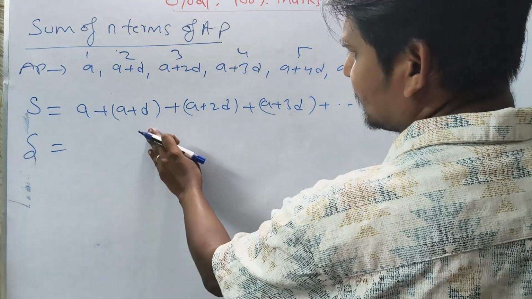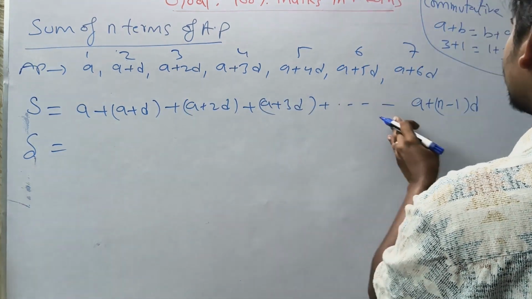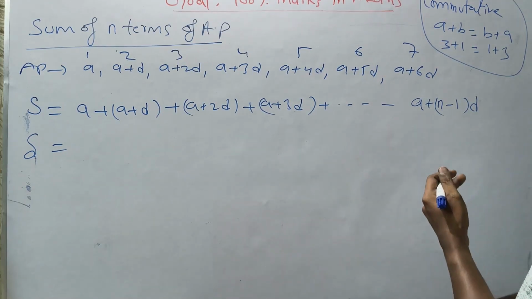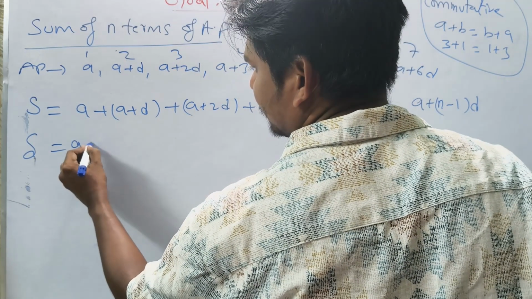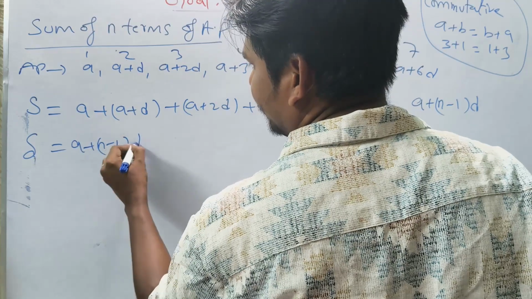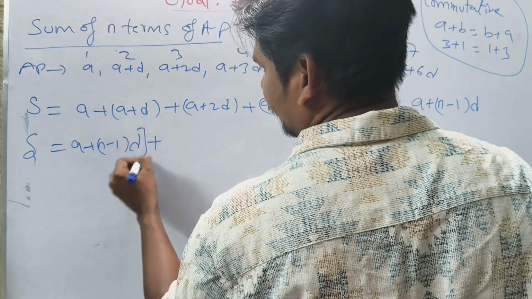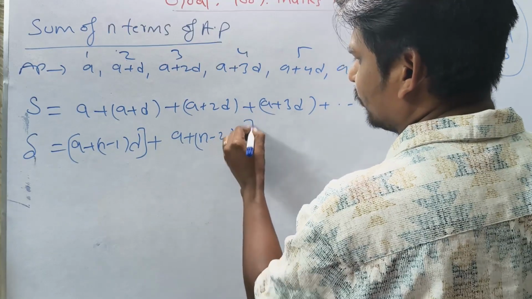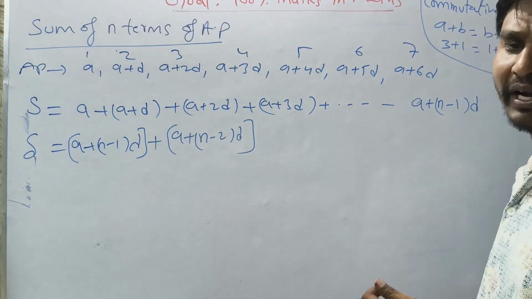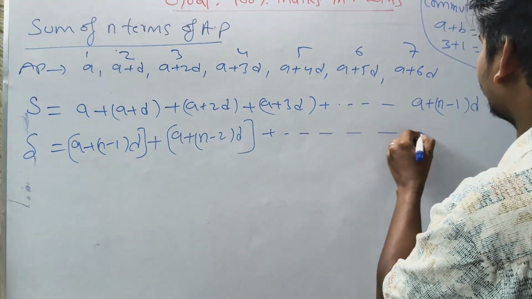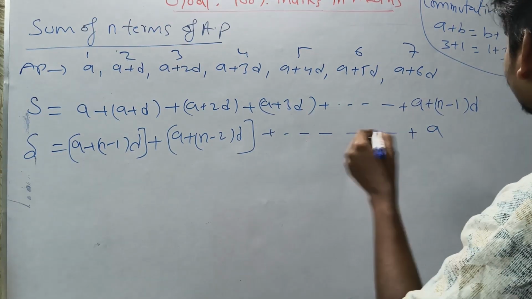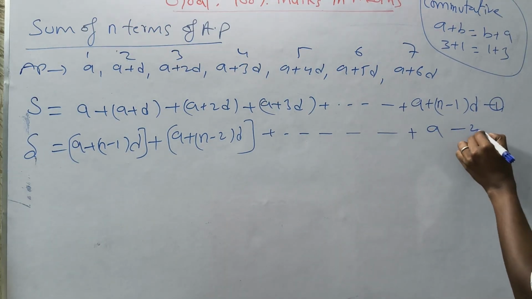See, actually a, a plus d, a plus 2d, a plus 3d and so on, up to a plus n minus 1 d. Now I am writing in reverse order. Means I am taking like this: a plus n minus 1 into d, plus next a plus n minus 2 into d, as we know. Before term we have to write like this and so on up to the reverse order, and you will get a here. Clear? Now assume this is equation 1, this is equation 2.